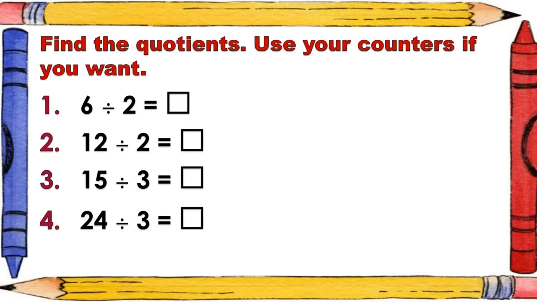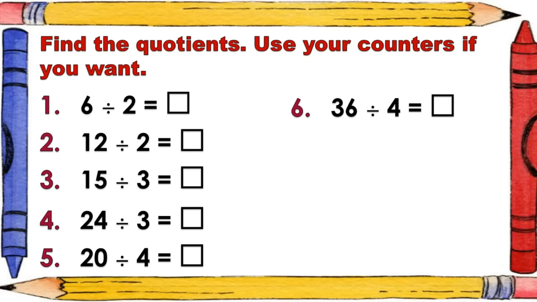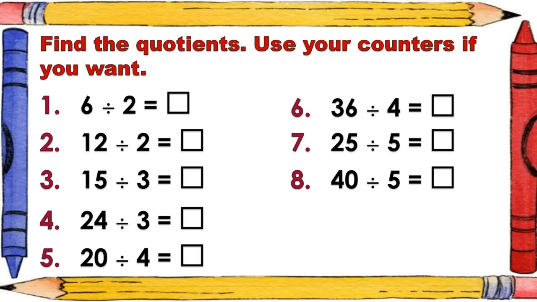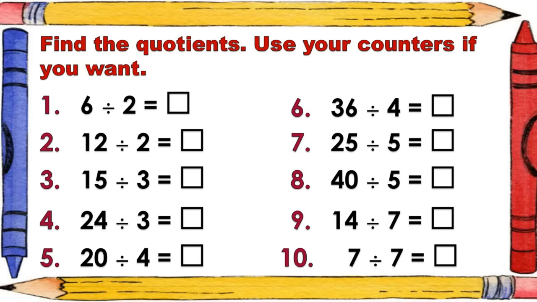Number 4. 24 divided by 3 equals blank. Number 5. 20 divided by 4 equals blank. Number 6. 36 divided by 4 equals blank. Number 7. 25 divided by 5 equals blank. Number 8. 40 divided by 5 equals blank. Number 9. 14 divided by 7 equals blank. And number 10. 7 divided by 7 equals blank.